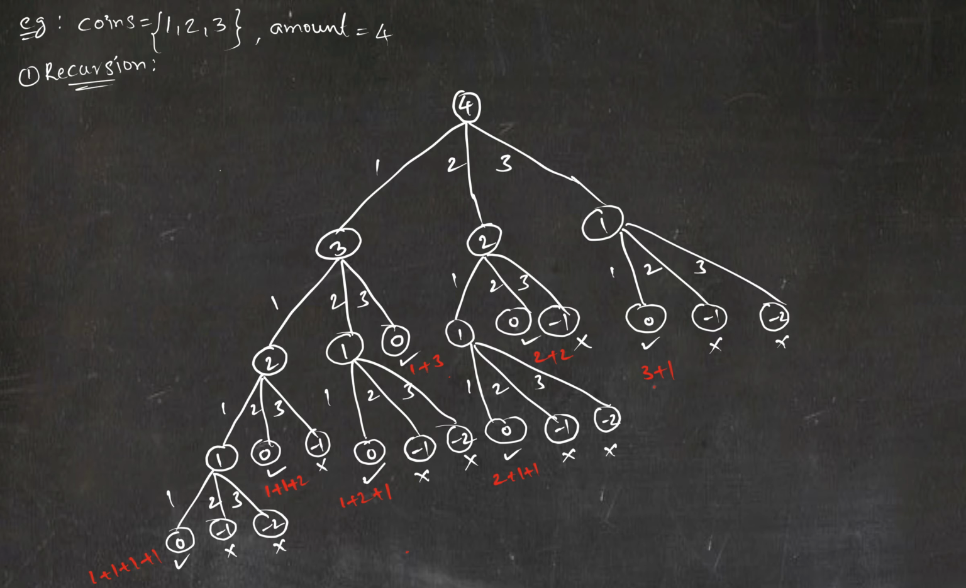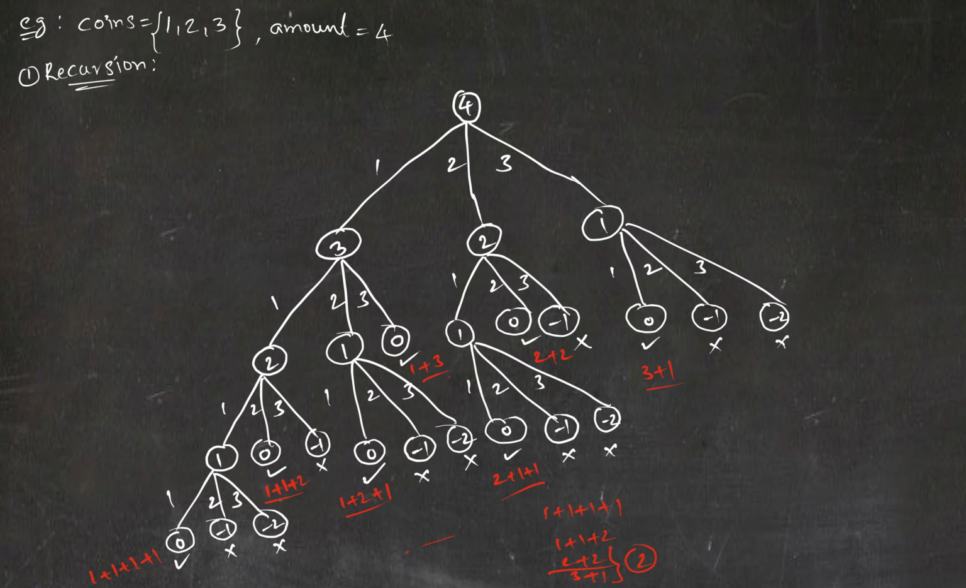Out of all these 7 combinations there are some duplicates like 3 plus 1, 1 plus 3, or 2 plus 1 plus 1, or 1 plus 2 plus 1, 1 plus 1 plus 2. So if we avoid all those duplicates, we have valid answers like 1 plus 1 plus 1 plus 1, and 1 plus 1 plus 2, and 2 plus 2, 3 plus 1. So out of all these 4 combinations, the minimum coins required is 2. So the answer is 2 here.